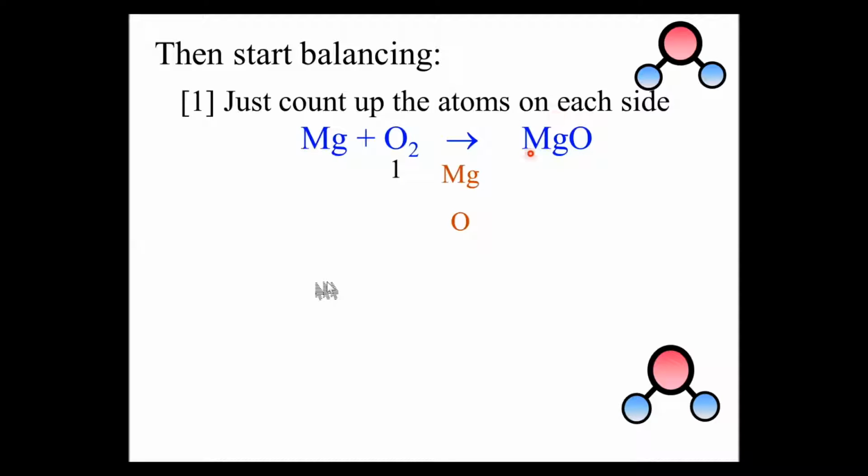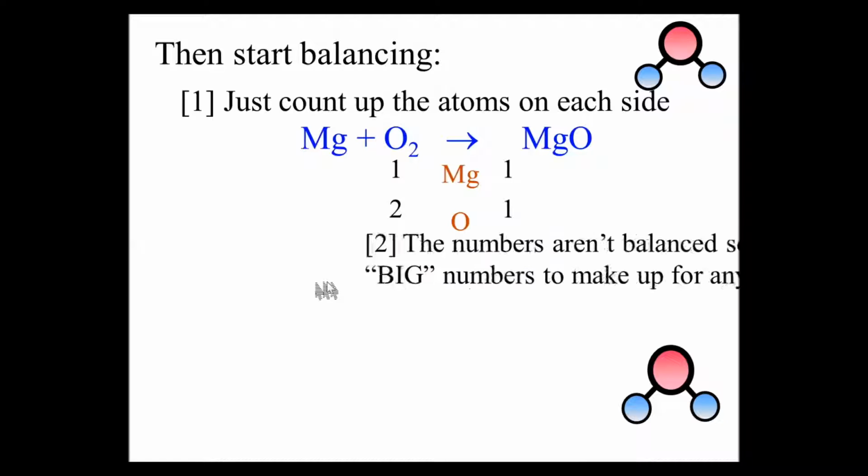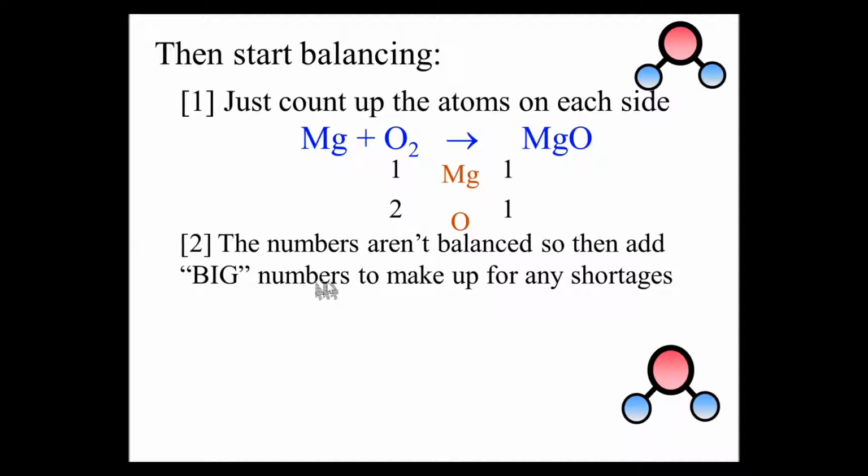On the right side here, I have 1 magnesium. On the left side here, I have 2 O's. On the right side, I have 1 O. So right now we don't have a balanced equation. So we want to balance it. And the way we do that is we add those big numbers to make up for any shortages. So here's what we start with.